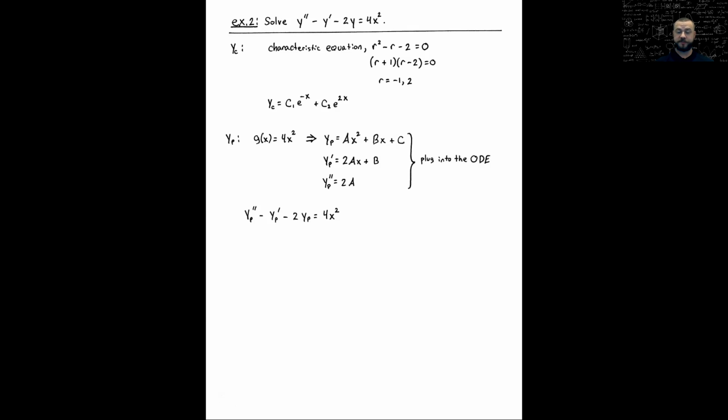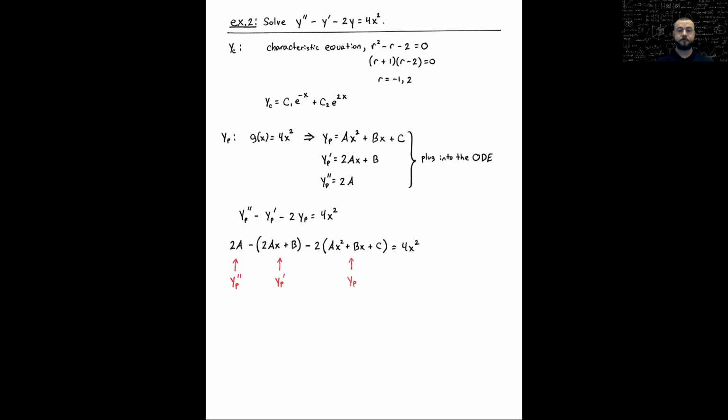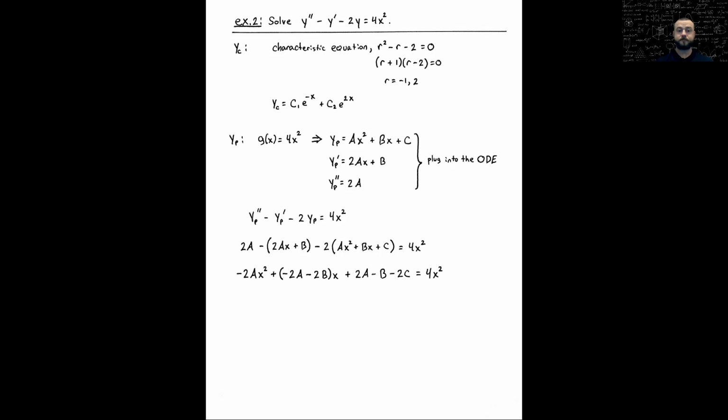All right, so let's plug all those in. And you can probably see that there's 3 types of terms on the left side. You have your x squared terms, your x terms, and then your constant terms. So multiply, FOIL, expand this all out, and then collect your like terms on the left side.